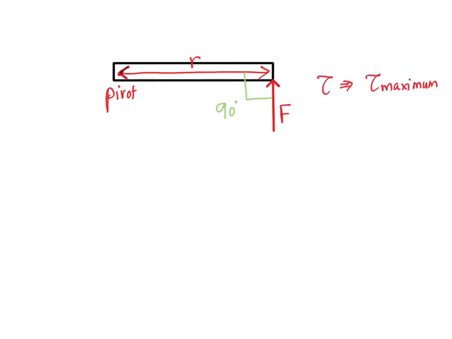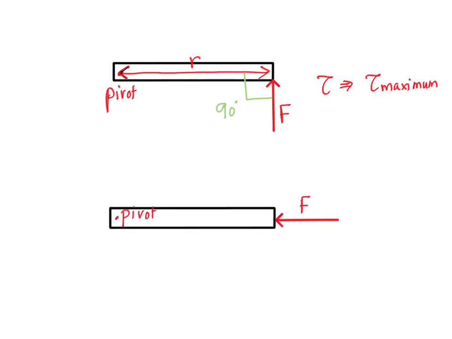Now let's look at some of the other examples for torque. If we have got a rod like this with the pivot and the force as shown, we can see that the distance of the force from the pivot is labeled as R, and the angle between the force and the distance is 90. In this case, the torque will be maximum. The answer which we will get for torque will be the maximum torque.